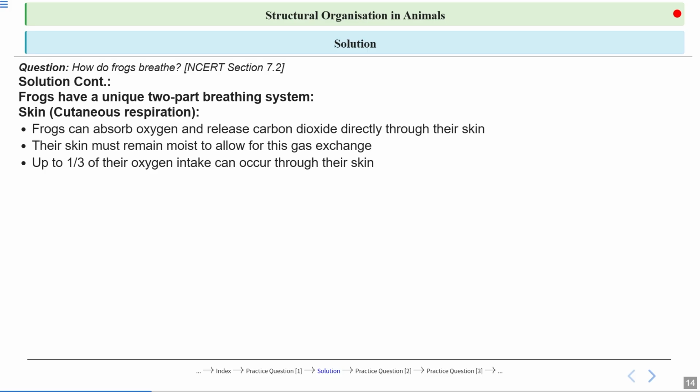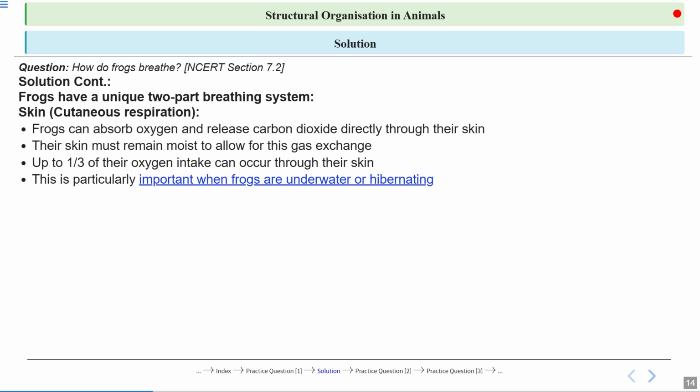Up to 1/3 of their oxygen intake can occur through their skin, right? So 1/3 means around 25 to 30% of their oxygen intake is through the skin only. But the major organ is the lung. This is particularly important when the frogs are underwater or in a hibernating position.